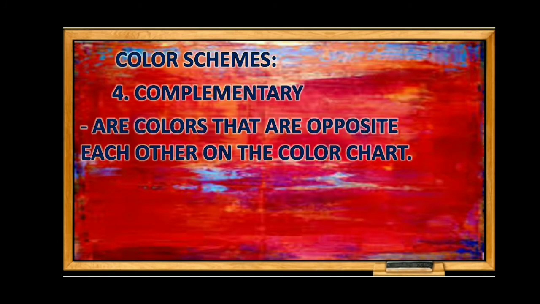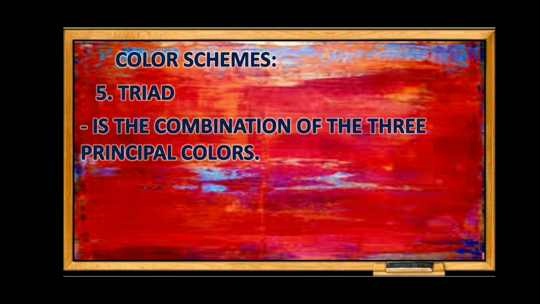The fourth one is the complementary. These are colors that are opposite each other on the color chart. Examples are yellow and violet, red and green. Number 5 from the color schemes is the triad. This triad is a combination of the three principal colors. These are either pure hue or tone, tint, or shades.